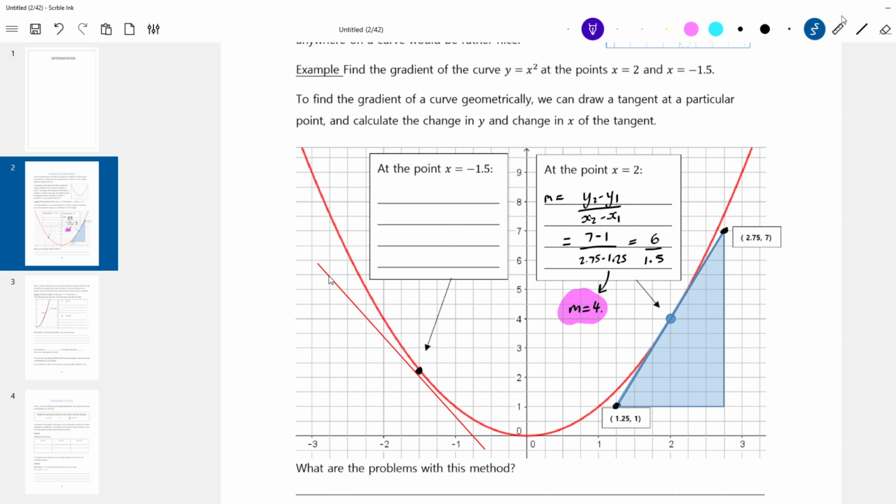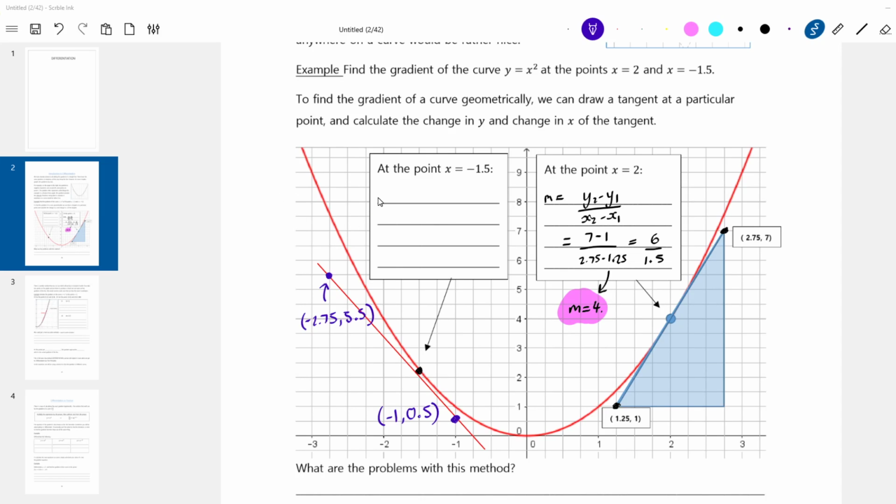So I'm going to take two coordinates on this tangent. I'm going to take this one here. And I'm going to take this one here. That's close enough. There we go. So my coordinates are, let's see. This is going to be minus 2.75 for the x. And the y value is going to be 5.5. And down here I've got the x value, which is minus 1. I've got the y value, which is 0.5.